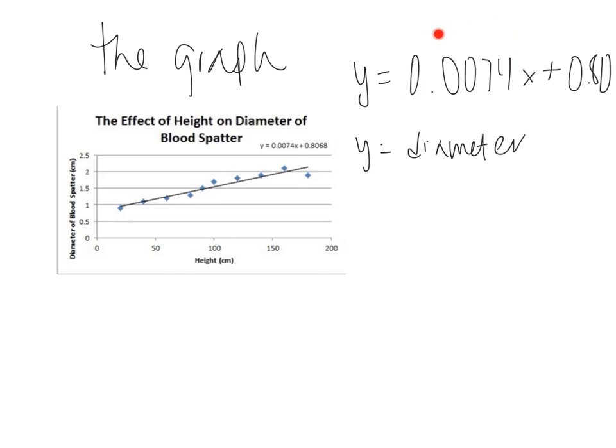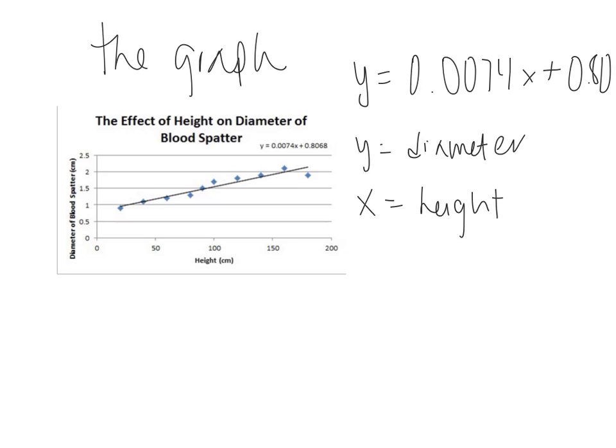The 0.0074 is our slope. So it's taking our trend line and Excel found the slope for us. The x relates to the x-axis on our graph, so that's the height. And then the 0.08 is the y-intercept. So that's always given to you. So in the problem, it's either going to give you the diameter or the height. So if it wants you to find the height, you'll have a number equals your equation and you will solve for x. Or if it tells you the height and you want to find the diameter, you'll enter in for x and you will solve for y.